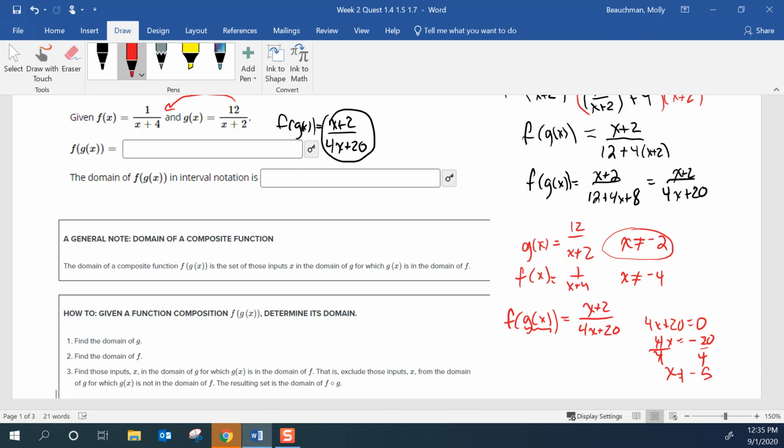So our domain is everything from negative infinity to negative 5, along with negative 5 to negative 2, along with negative 2 to infinity. So that's another way to write in interval notation that x can't equal negative 5 and x can't equal negative 2.